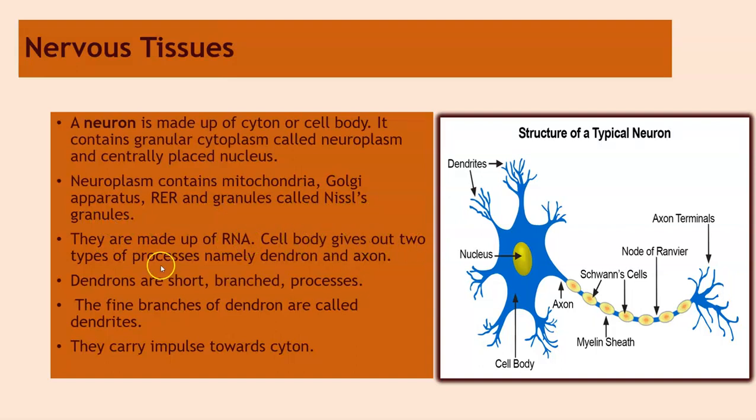Cell body gives out two types of processes, namely dendron and axon. These here are your dendrons and this long one is the axon. Dendrons are short branched processes. The fine branches of the dendron are called dendrites. These here are labeled the fine branches of your dendron, which are called dendrites. They carry impulse towards the cyton. So they receive an impulse and carry it towards the cyton or the cell body of the neuron.